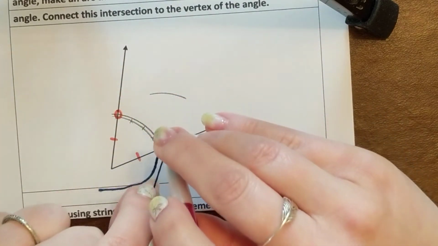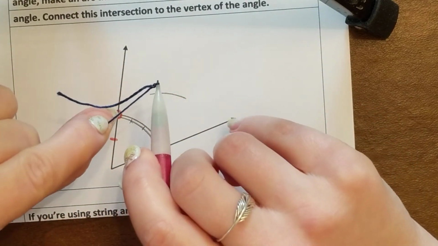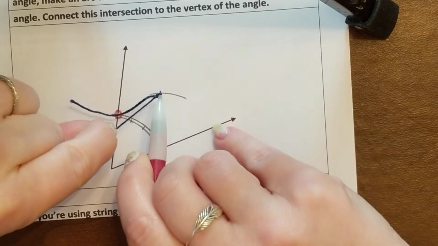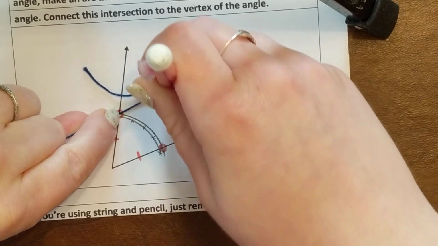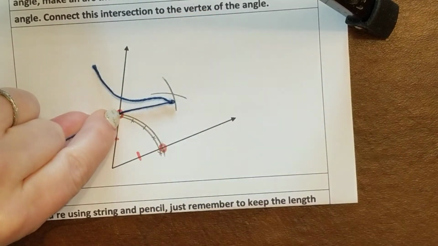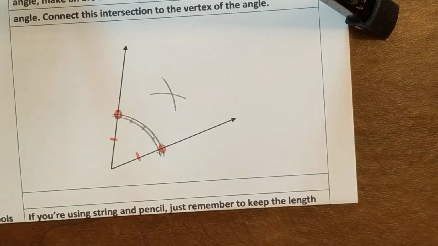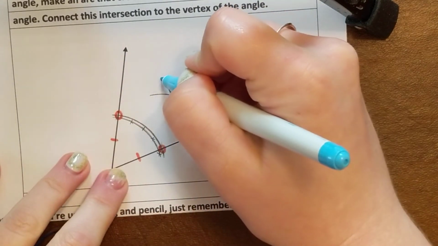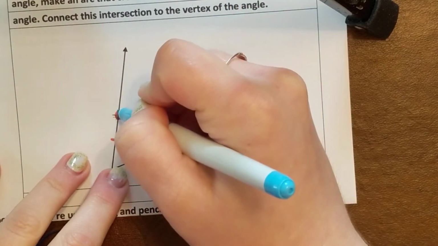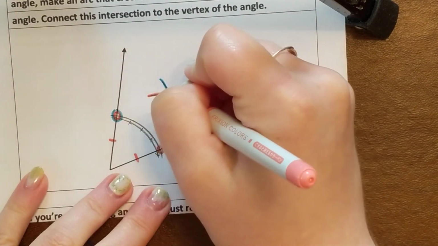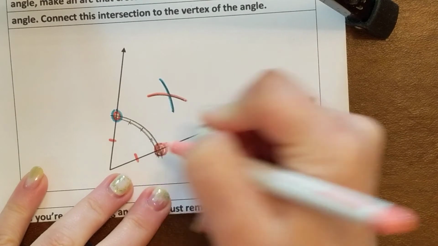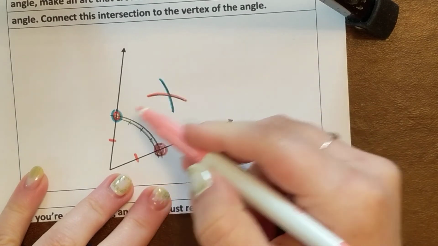And then I want to keep that the same, so I'm kind of marking it with my nail, and I'm just going to move that over to the other intersection and create this arc. So this arc was from this endpoint, and this arc is from this endpoint, and those should be the same distance.